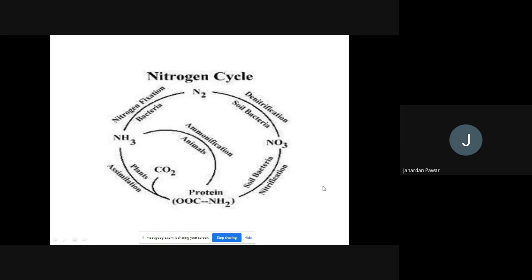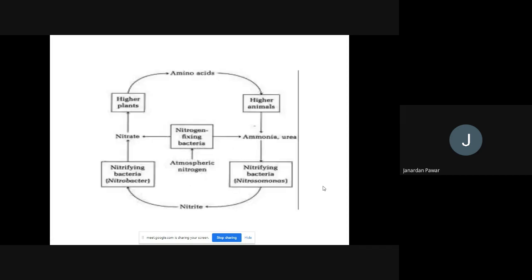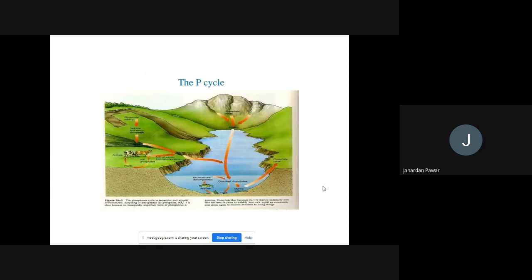Now the next one is here with us. That was the extended part of the nitrogen cycle. Now this one is a P cycle. Just look at the P cycle. The P cycle is a little bit interesting one. From that also you may understand so many things. This one is a P cycle.